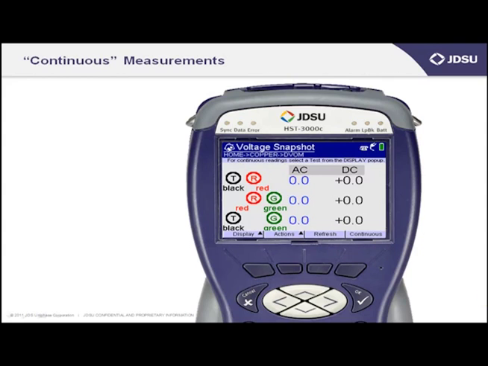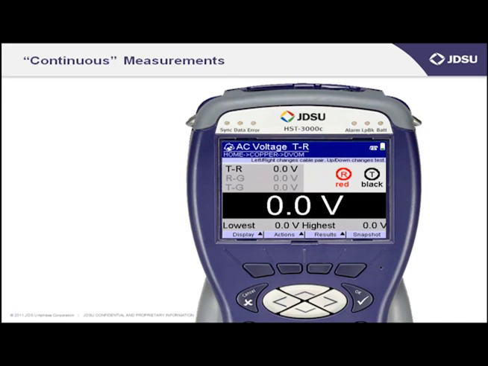Looking at the bottom right-hand corner of the screen, you'll see a tab with the word continuous that lines up with the F4, or soft key number 4, just underneath. If you select soft key number 4, it will take the first measurement and display it continuously. Starting at the top left-hand side of the screen, the test that you're running is labeled with the lead combination that you're testing, in this case, AC voltage, tip to ring.